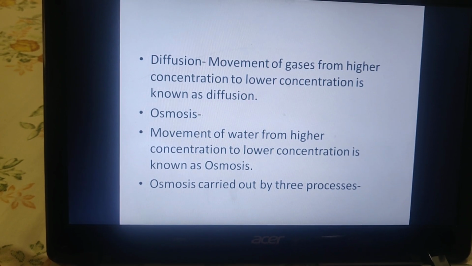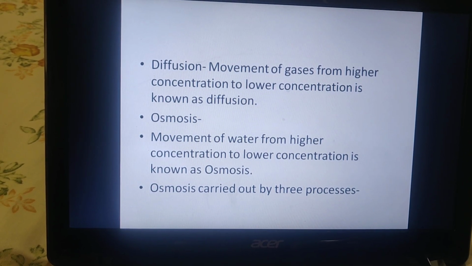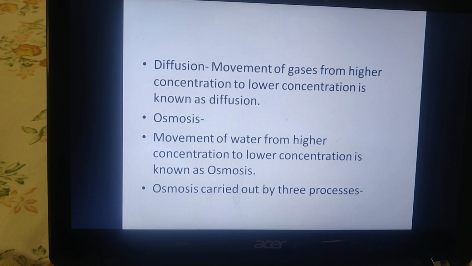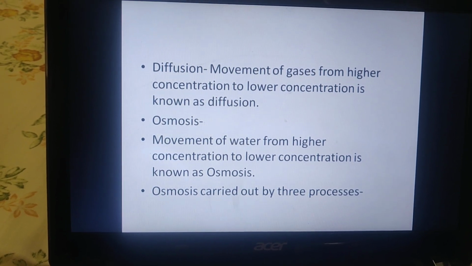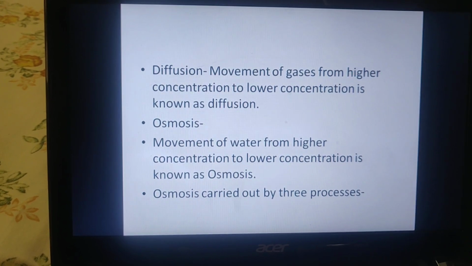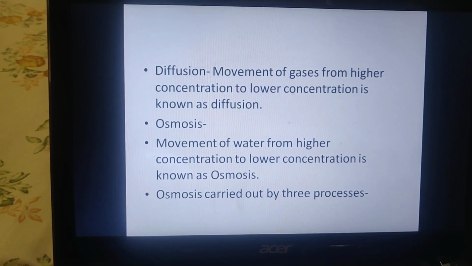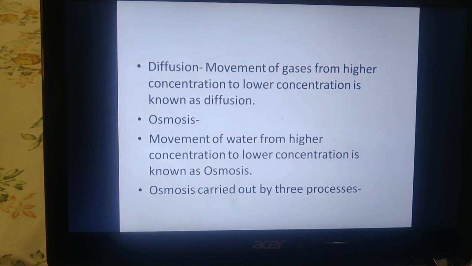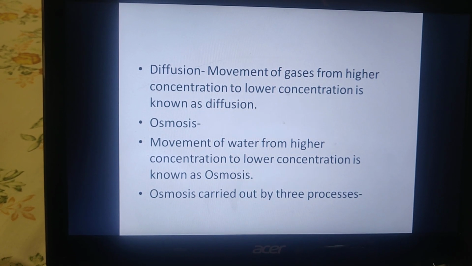In the same way, children, even in the lungs, there is deoxygenated blood and oxygenated blood. Through the lungs we get oxygenated blood. So here also oxygen moves from higher concentration to lower concentration. This is an example of diffusion, movement of gases from higher concentration to lower concentration.